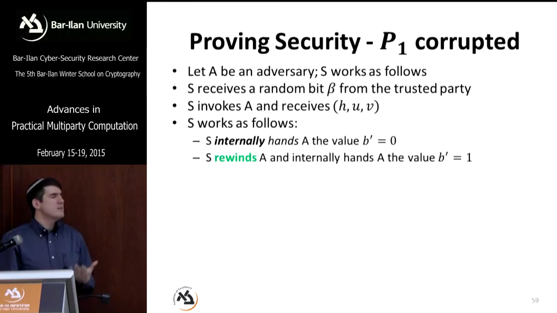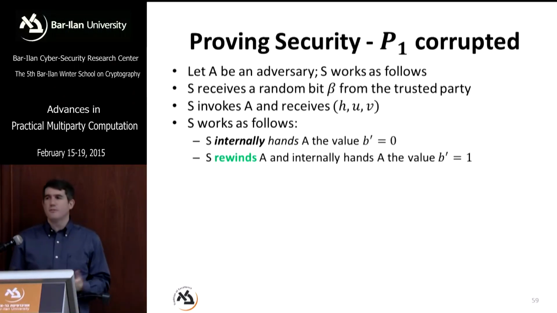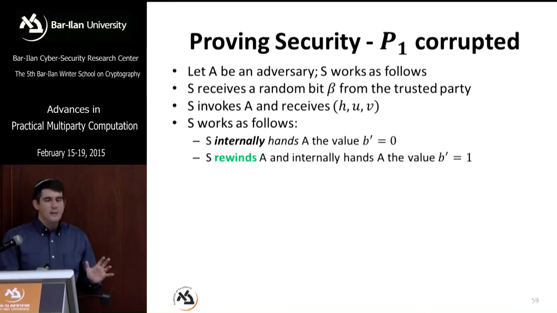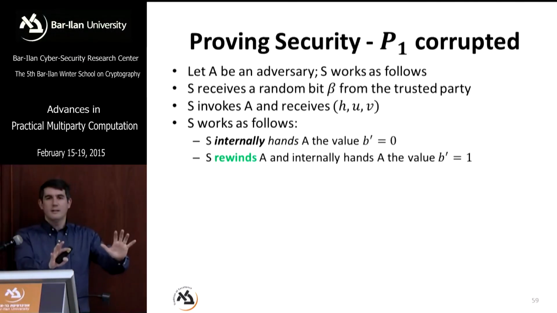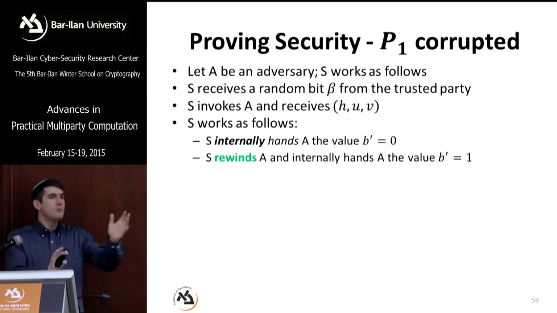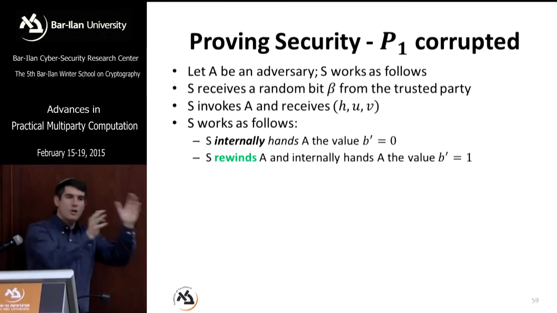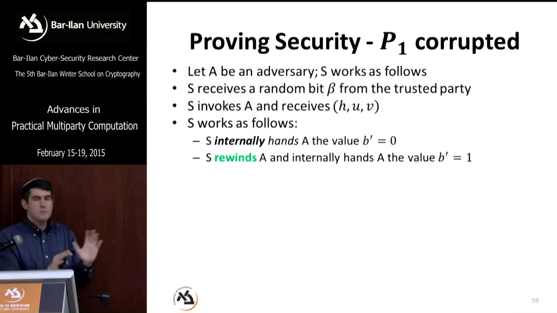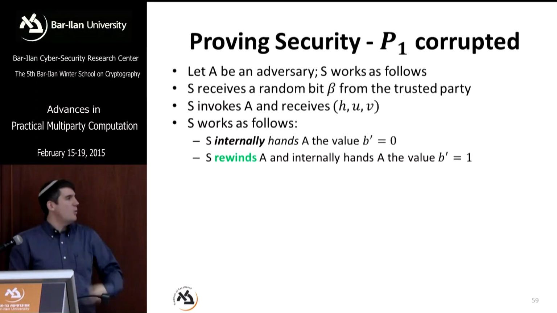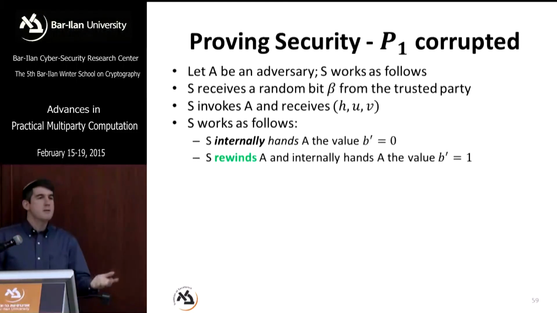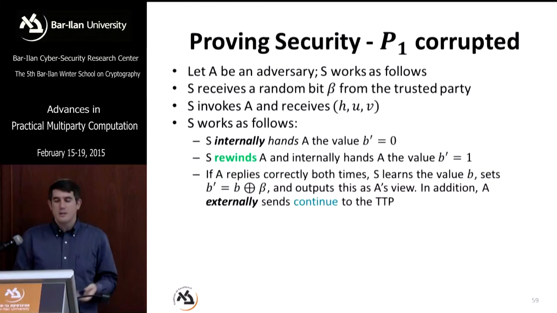Now rewinding is sort of a strange thing, or it used to be before the world of virtualization. But now you can just think of rewinding as the following thing. You take a snapshot of A, and then you run A forward, and then you just go back to the beginning of the snapshot. That's what rewinding is all about. So you actually run A twice, giving it both bits, B prime equals 0 and B prime equals 1, and you look at what happens with A.